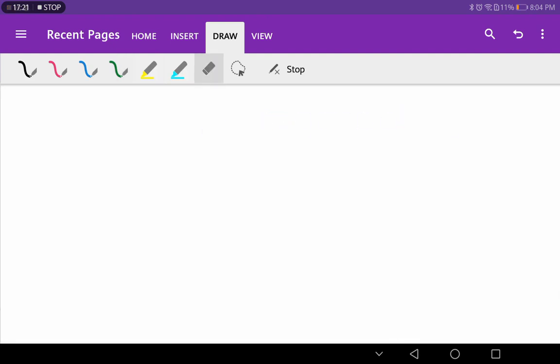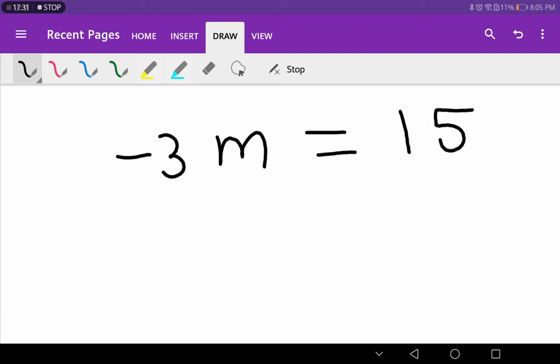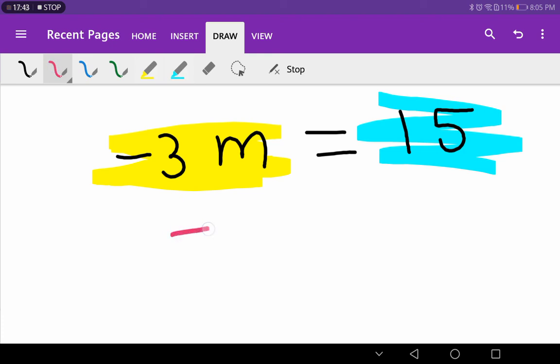Now, negative 3m equals 15. How can we solve this? Most students thought that it is negative 3, so determine the left, determine the right, plus 3 here, plus 3 here. Did very good. No, you did not.